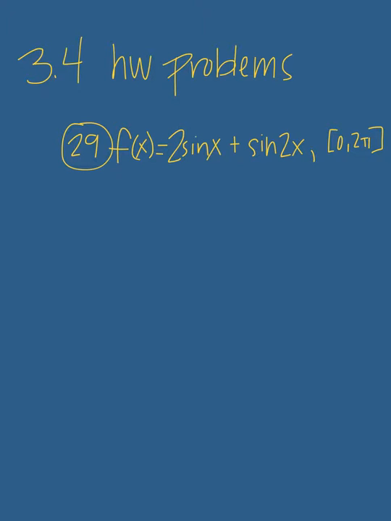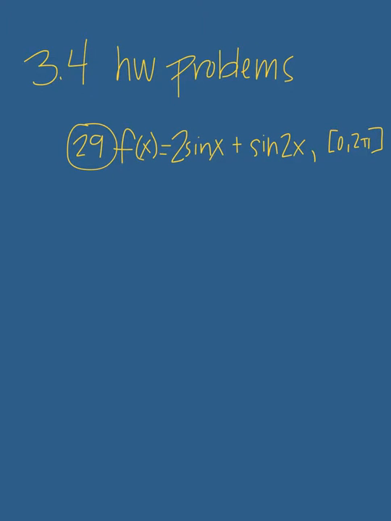You're actually going to have to use a calculator for this one, I believe. But let's go ahead and start it out. We need to first find the first derivative. The derivative of 2 sine x is 2 cosine x. And then the derivative of sine of 2x is a chain rule situation. The derivative of the outside is cosine of 2x, and then we have to multiply by the derivative of the inside, times 2, because of chain rule.